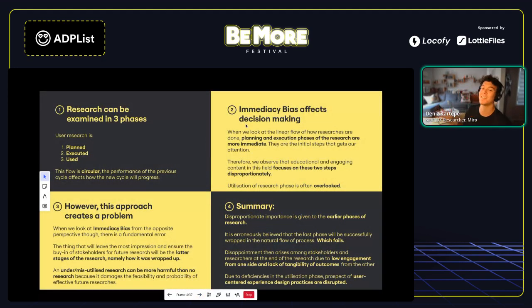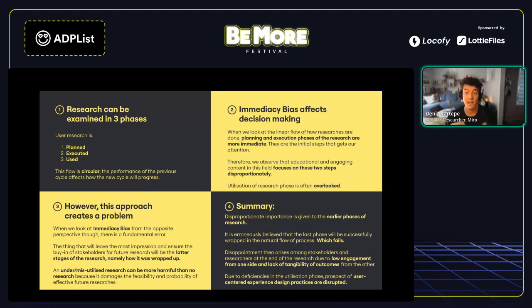This is a text heavy slide, but the reason why I put it here, and we will just skip it in a minute, is to give you a lay of the land. So we'll be talking about some stuff. As I said, primarily, I already alluded to some things. Research has three phases. It is planned, it is executed, and it is used. And this flow is circular. So the performance of the last cycle immediately affects how the next one is going to be.